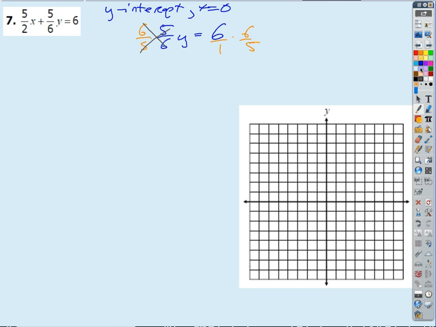And I get y equals, if I multiply straight across, 36 over 5. Not very convenient, right? But if I think of that as a mixed number, how many times does 5 divide into 36? 7 times, with how many left over? 1. Good, so 7 and 1/5. So we're going to have a point on the y-axis up 1, 2, 3, 4, 5, 6, 7 and 1/5. So just about there, right? There's 1 point. How about to find the x-intercept?